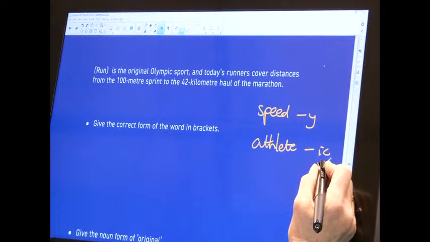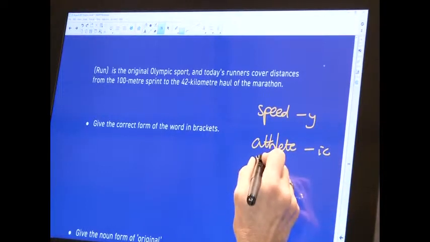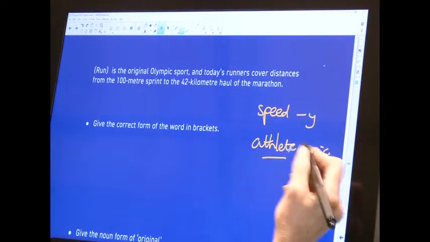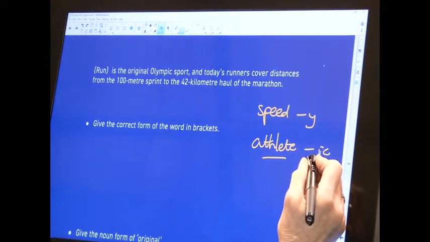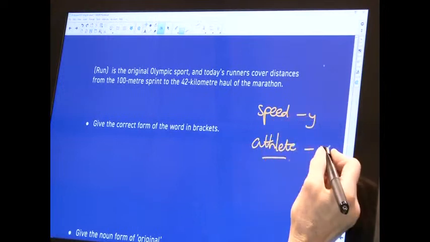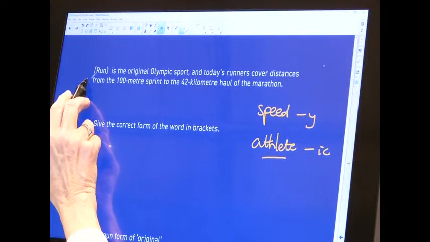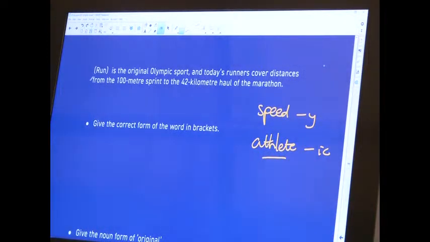So in home language, they often just say to you, give the adjectival form, or give the adjective from, or give the verb from, or give the verb form of. But in FAL, they often ask it like this. So they put the word in brackets, and then they ask you this question here.